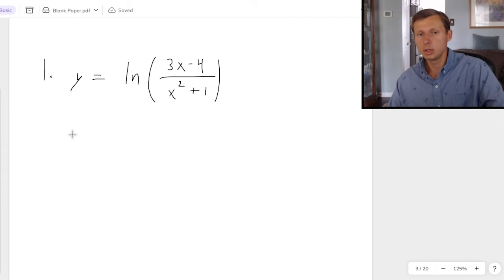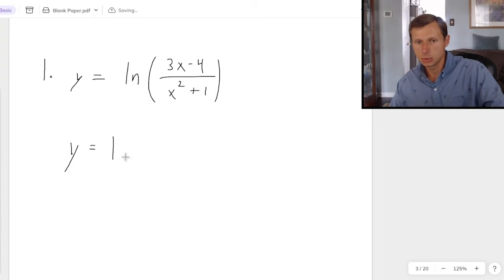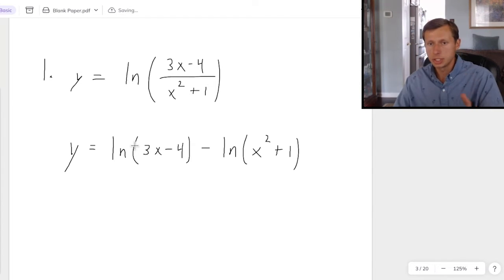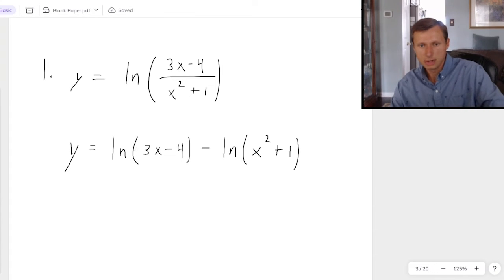So the first thing I'm doing before I even take the derivative, I notice I have division here, which means I can just write it as subtraction. It is going to be y equals the natural log of 3x minus 4 minus the natural log of x squared plus 1. And now I just take two derivatives. Going to be very easy for me.